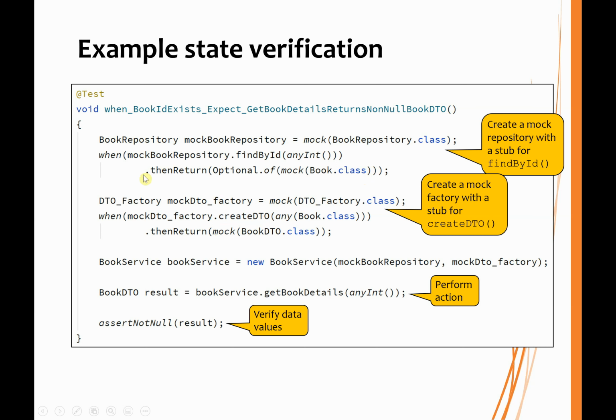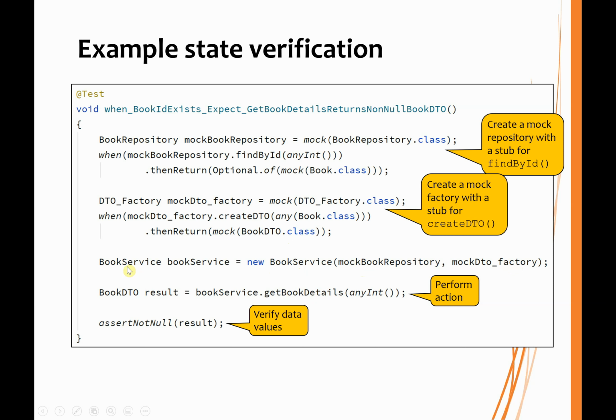Now that we've created that little bit of the universe, we can set up a book service object. This is the class that we're wanting to test in this method. So we use a real book service object and we pass as parameters the two mock objects, which means that when the method that we're testing, in this case getBookDetails, calls any methods in here, the results they get back are going to be the mock results that we set up here.